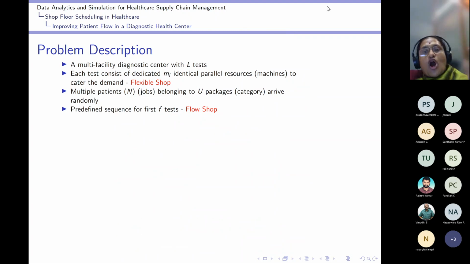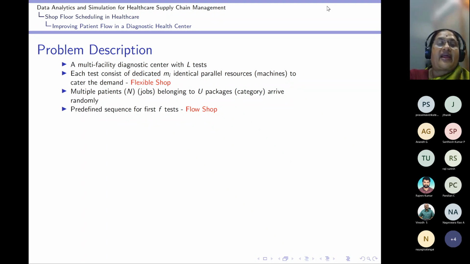Now, some small clinics do not have parallel resources. They might have only a single resource. But in big hospitals, you might have more than one X-ray machine or more than one CT scanner. If I have two CT scanners, this Mi would be 2. So I am borrowing from the flexible shop literature. I have multiple patients, who are the jobs, belonging to U packages, which are again categories.